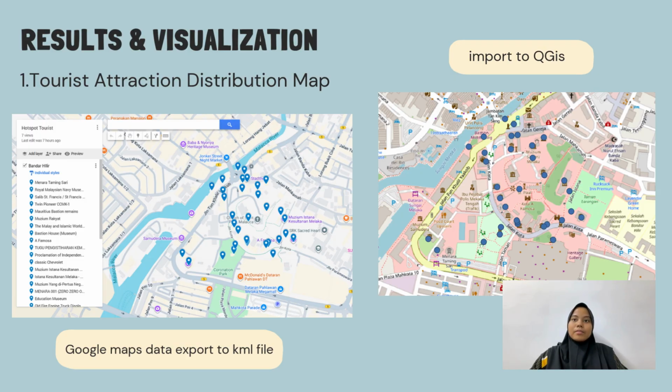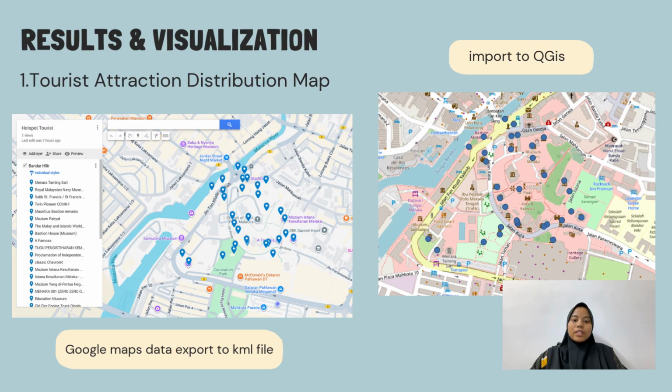Then the right picture shows the tourist attraction locations after the KML data were imported into QGIS and converted into a shapefile. The tourist attractions are displayed as point features on OpenStreetMap as the base map.